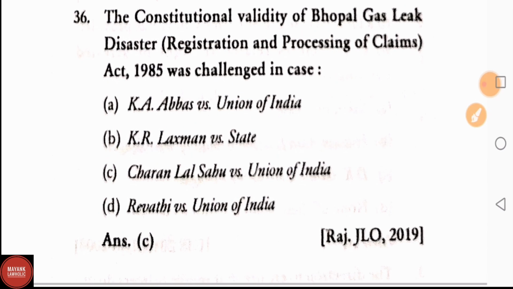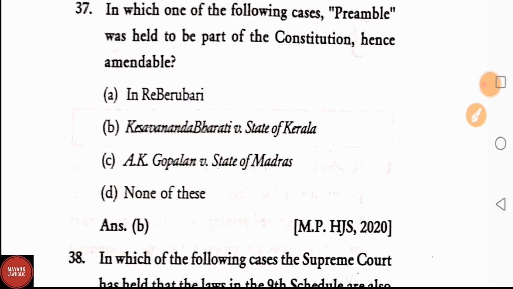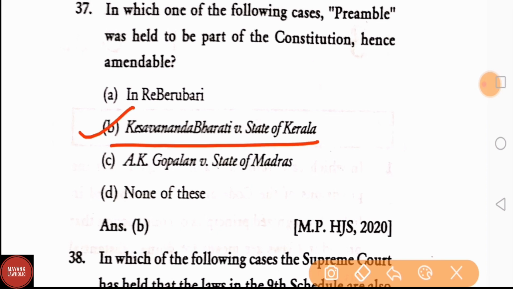Question number 36. The constitutional validity of Bhopal Gas Leak Disaster Registration and Processing of Claims Act 1985 was challenged in the case of Charan Lal Sahu versus Union of India. Question number 37. In which one of the following cases preamble was held to be the part of the Constitution, hence amendable? It was held in the case of Kesavananda Bharati versus State of Kerala.